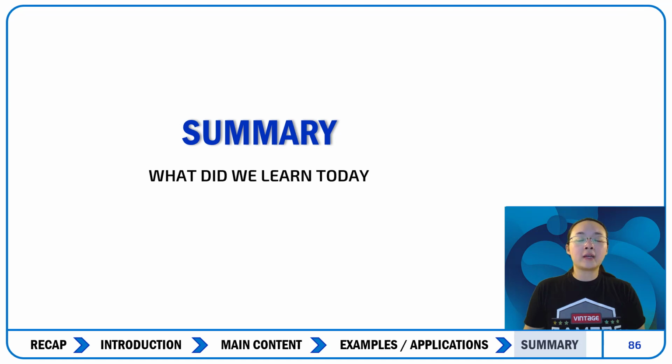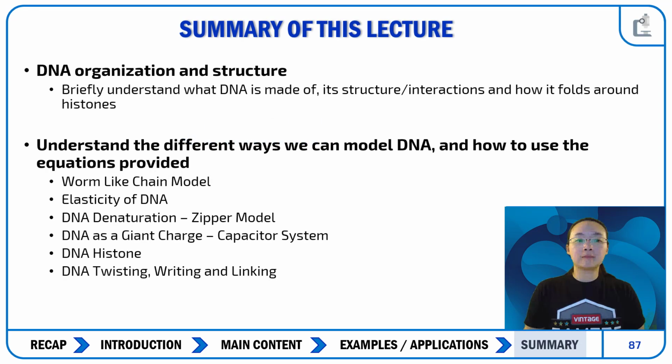So let's take a look at some of the most important topics that we've learned today. First, we took a look at DNA organization and structure. We were able to briefly understand what DNA is made of, its structure, interactions, and basically the process of how it folds around histones. The rest of the lecture, or the rest of the unit, was really about how we can model DNA in different ways. So we looked at many different ways of modeling it, as well as how to mathematically model them.